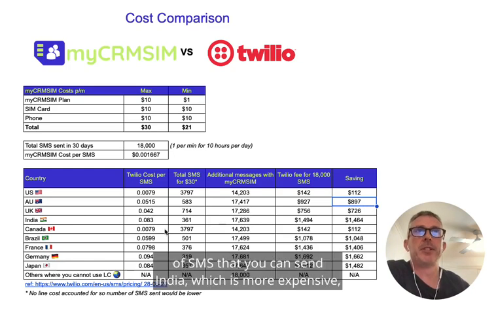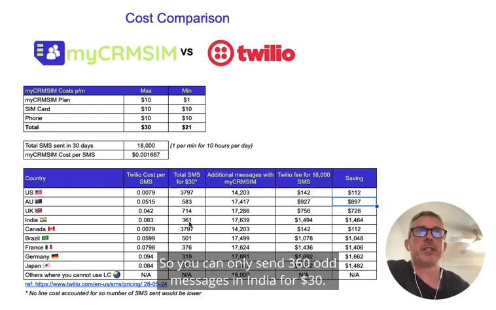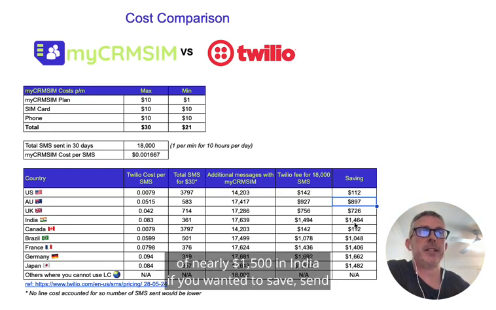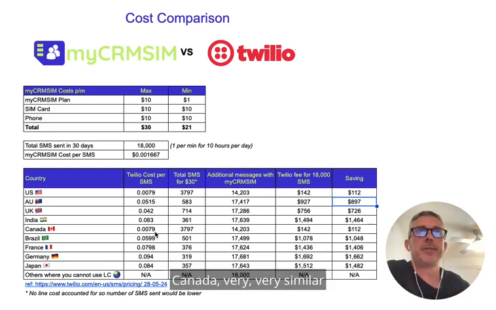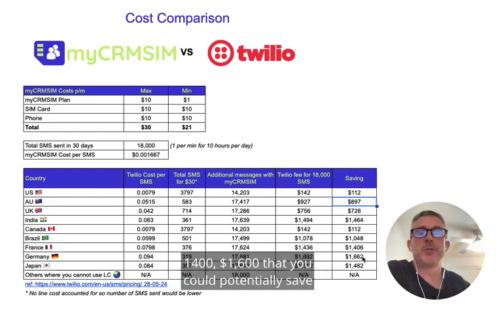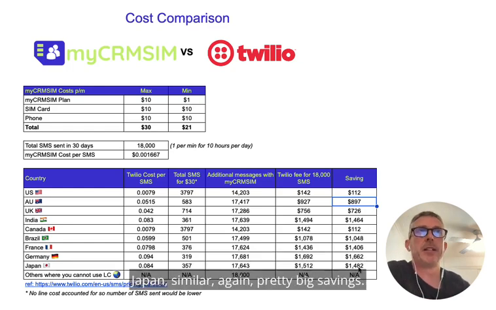Similar numbers of SMSs that you can send. India, which is more expensive again, is 8 cents. So you can only send 360 odd messages in India for $30. So you would end up saving nearly $1,500 in India if you wanted to send that same kind of volume. Canada is exactly the same numbers as America, so obviously similar savings across the board there. Brazil, similar to the UK, a bit more expensive, so good savings to be made there. France and Germany, again, similar numbers, but pretty good savings, $1,400, $1,600 that you could potentially save in those countries as well. Japan, similar again, pretty big savings.